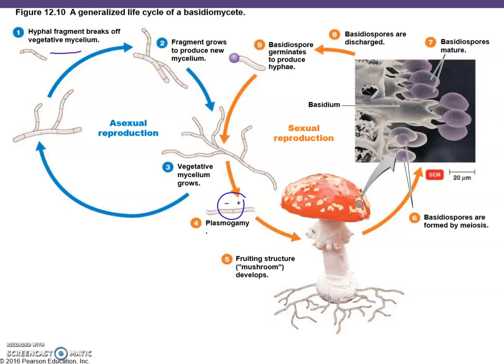They're formed by meiosis. There are these little gametes right here by meiosis, and the basidiospores mature, and then the basidiospores are discharged. They can germinate, settle down somewhere else, germinate, and start a new mycelium going in this direction, or producing another fruiting body here in the sexual reproduction cycle.